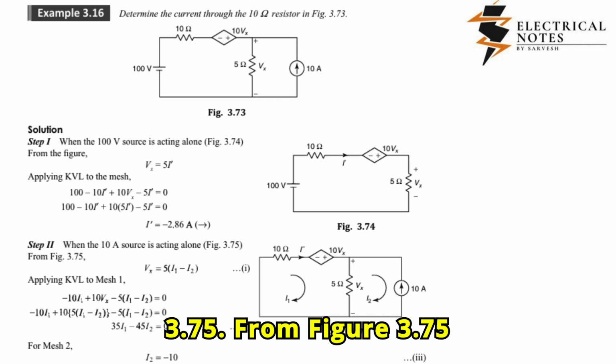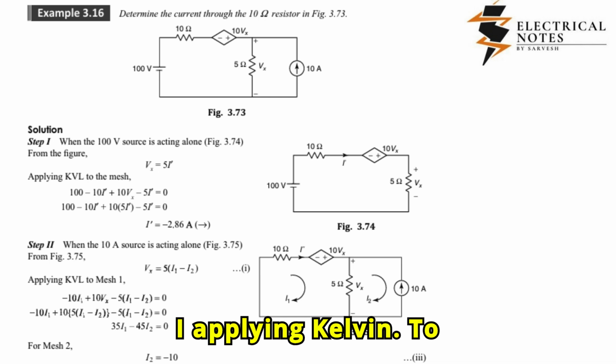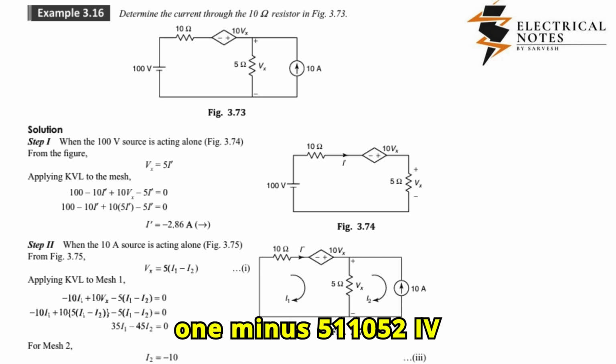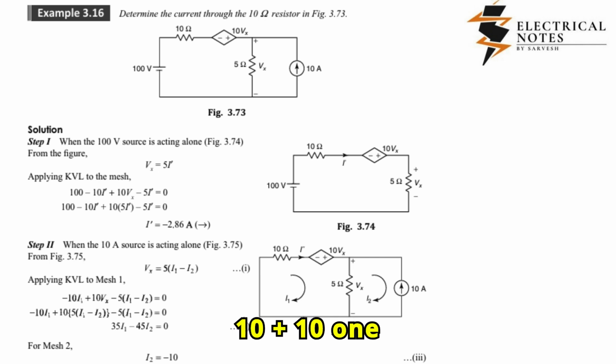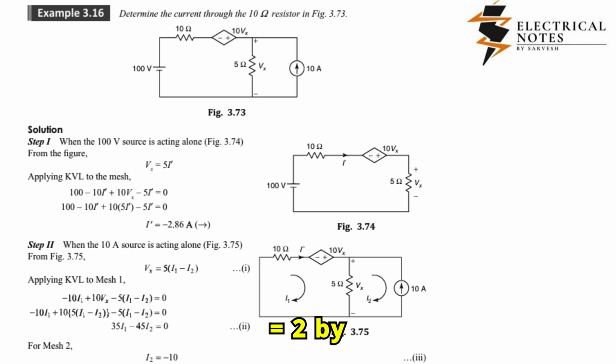From Figure 3.75, Vx equals 5 times (I1 minus I2). Applying KVL to mesh 1 and simplifying the equation in terms of I1 and I2.